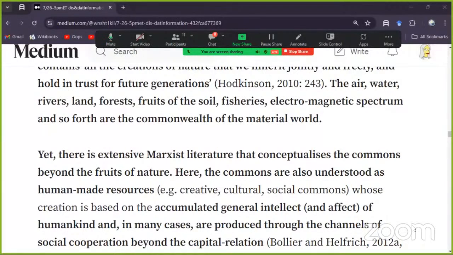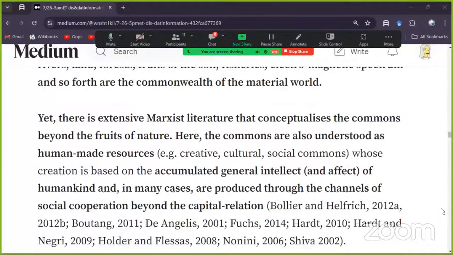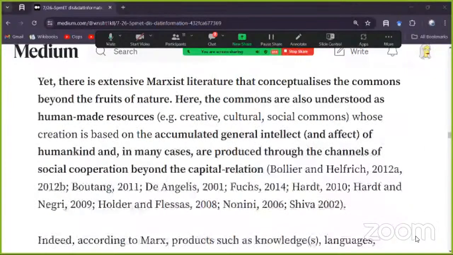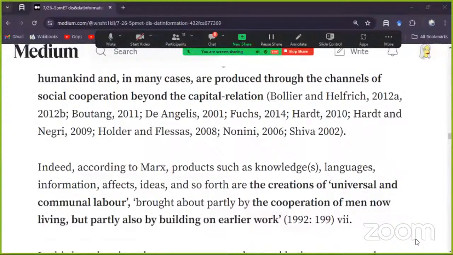And of course, you can see the interrelation of that in terms of various creative activities, cultural activities, or the fact that people use the commons to interact socially, whose creation is based on the general intellect and affect of humankind, and in many cases are produced through channels of social cooperation beyond the capital relation. Well, yes and no. I mean, social capital is generated that way, and it's kind of important, and even more important in the age of social media, as we've seen with the fundraising for Kamala Harris.